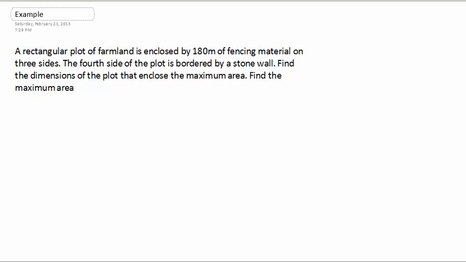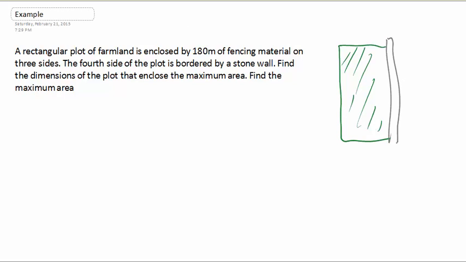Example 2. Now we're dealing with a plot of farmland. We have 180 meters of fencing material, and it's a rectangle. On one side, the fourth side, this plot is bordered by a stone wall. So we have this grassy field. It's a beautiful field, isn't it? And it's bordered over here by a stone wall, which means our fencing is going to go on that side, and that side.